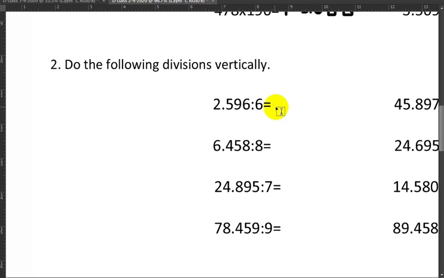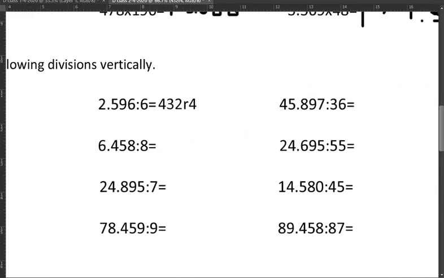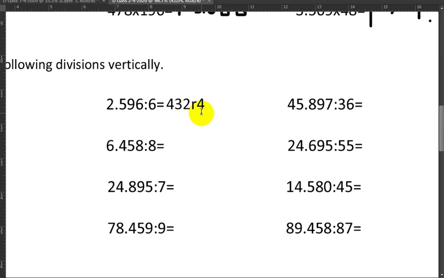That means 432 R 4, and that's my answer. No need to put decimal points. No need to continue. You wouldn't be able to continue it even if you had continued. What you would have gotten is 432 point 6666666 onto infinity. So we're not dealing with that kind of stuff. We just say 432 R4 for the time being. Okay.